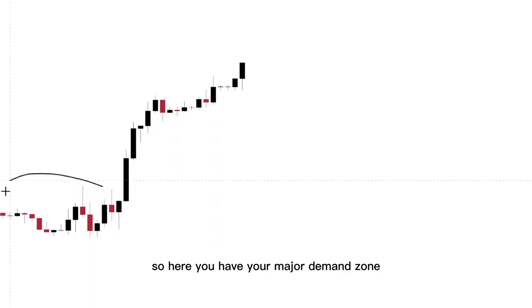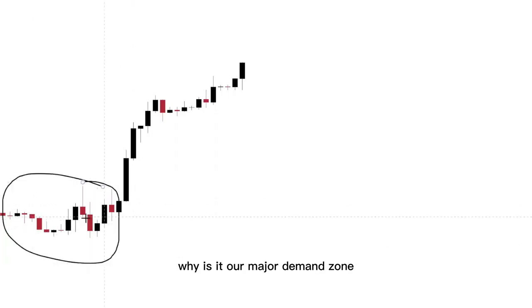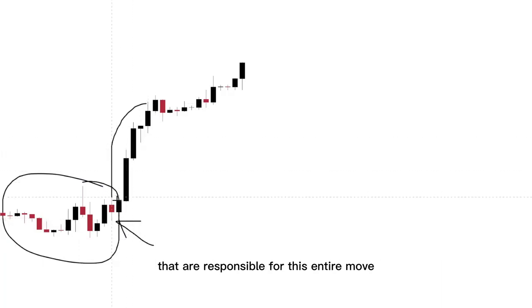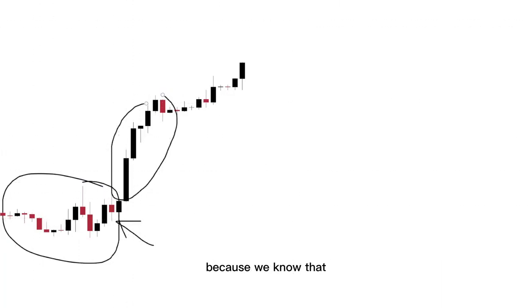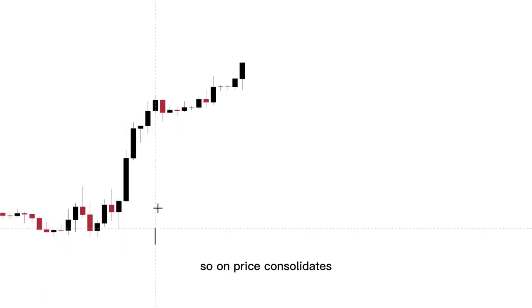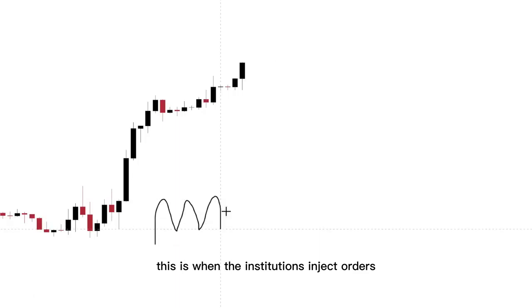So often fair value gaps occur after a major supply or demand zone. So here you have your major demand zone. Why is it our major demand zone? Because this is where orders were injected that are responsible for this entire move. Because we know that orders are often injected in the consolidation. So when price consolidates, this is when the institutions inject orders.